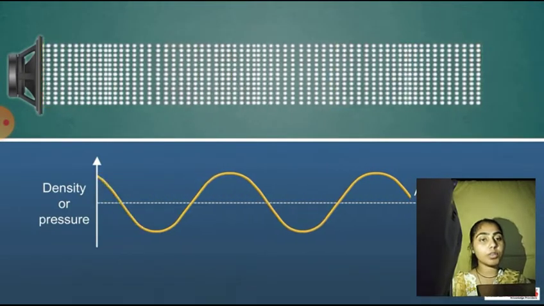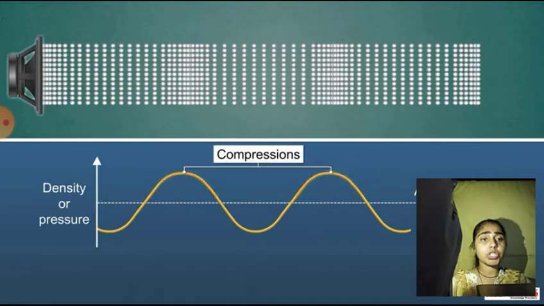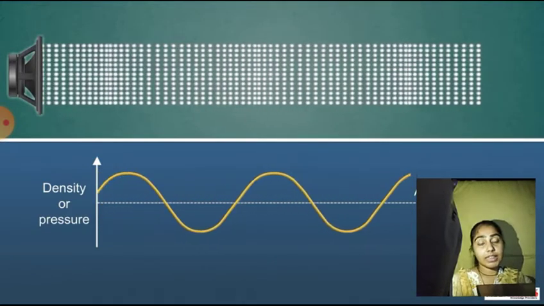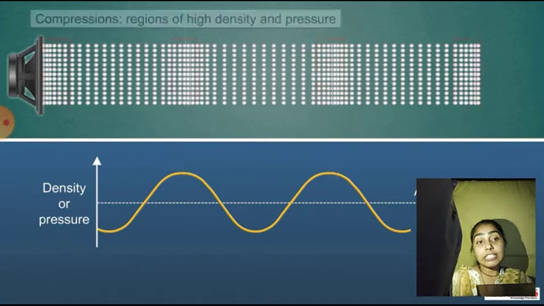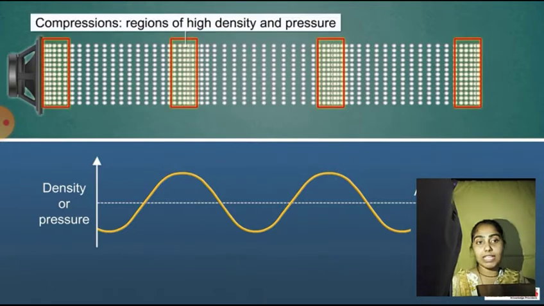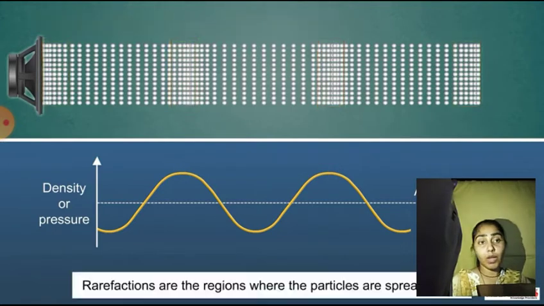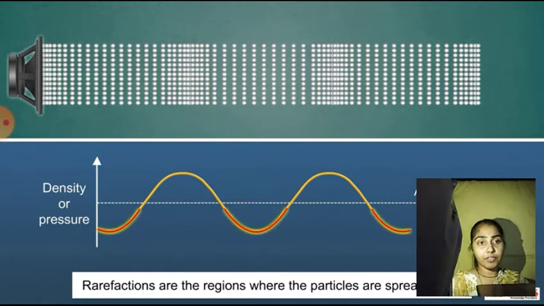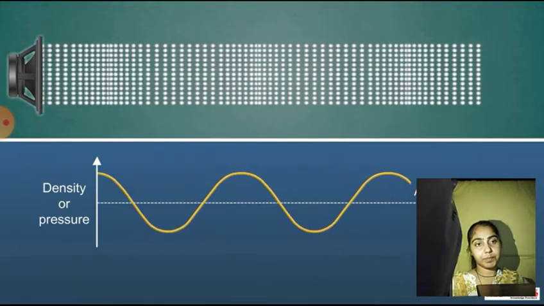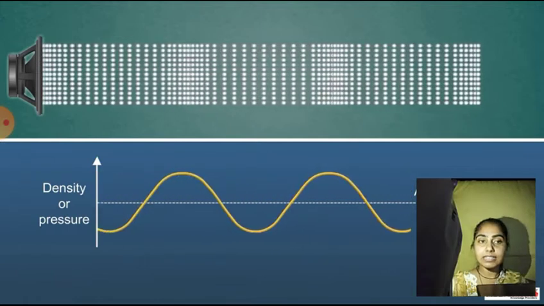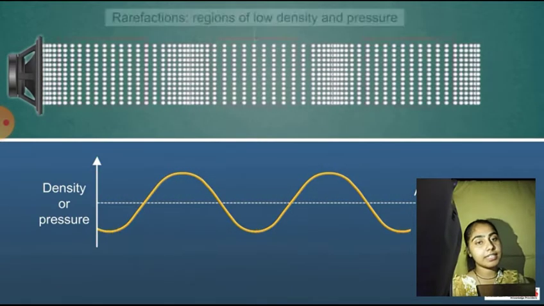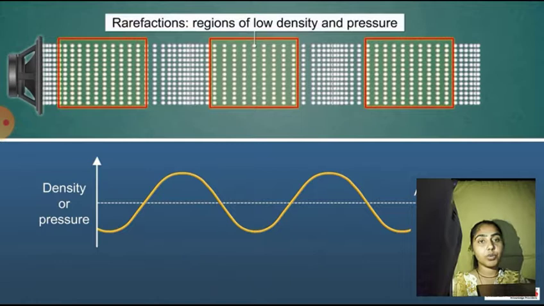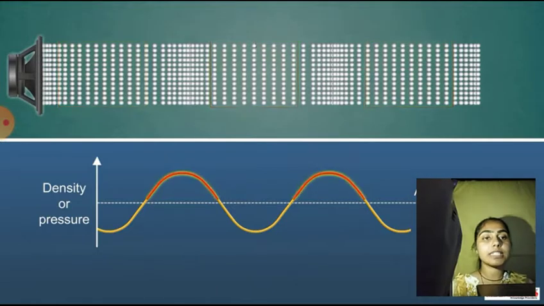Compressions are the regions where the particles are much compressed. They are much crowded. They have less space between them. They have high density as well as high pressure. Whereas the rarefactions are the regions where the particles are spread out and have much space between them. There the density is less as well as the pressure is less. So the regions of low density and low pressure are rarefactions.